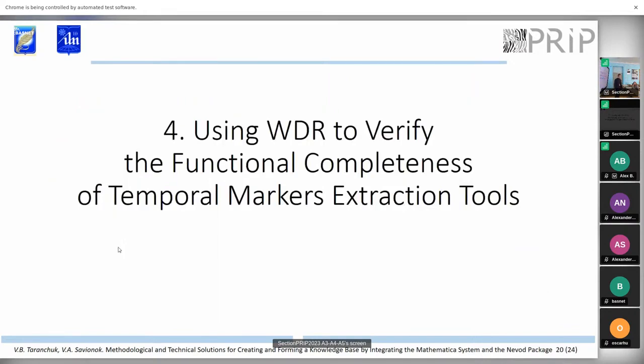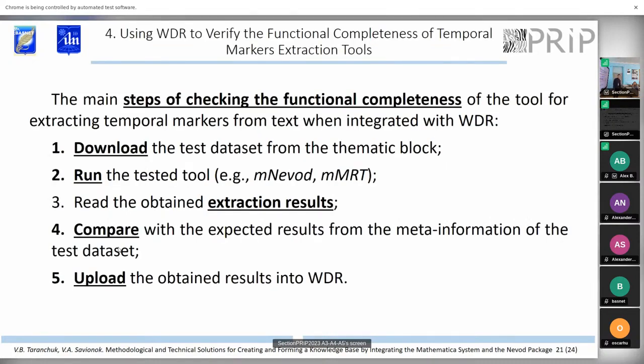Next, please. So how to use everything we've discussed to verify the functional completeness of temporal marker extraction tools. The main steps are: download the data set from a thematic block that was presented before. Then we run the tested tools. For example, in our case, it was the Nevod and MRT libraries. Then, using the same service application developed in Wolfram Mathematica or any other tool, you can read the obtained extraction results and compare them with the wanted result provided from the meta information in the test dataset. As an optional step, you can upload the obtained results of comparison back to the WR, making them public.